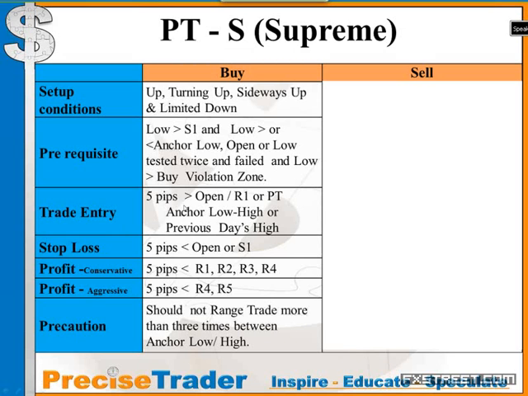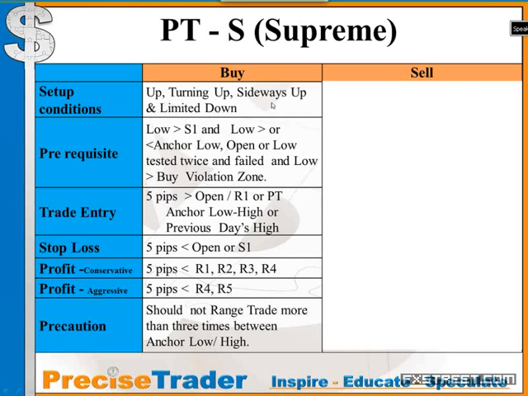The trade entry is 5 pips greater than open, greater than R1, or PT anchor low or high, or previous day's high. So any one of these conditions, we want to go for an entry, and the stop loss is below open or below S1, all right? And our price target can be R1, 2, 3, 4, depending, because this is a supreme, meaning it's a very powerful strategy, provided this condition is met.